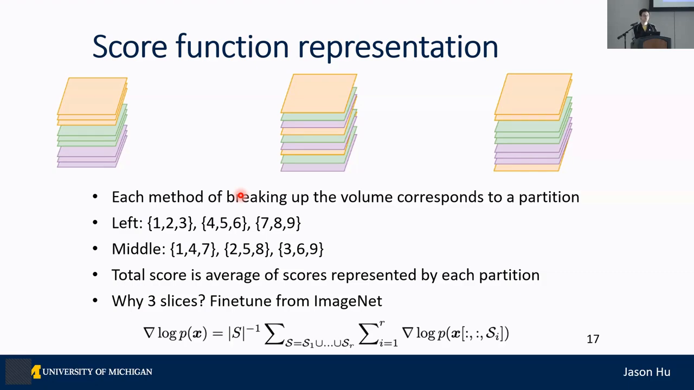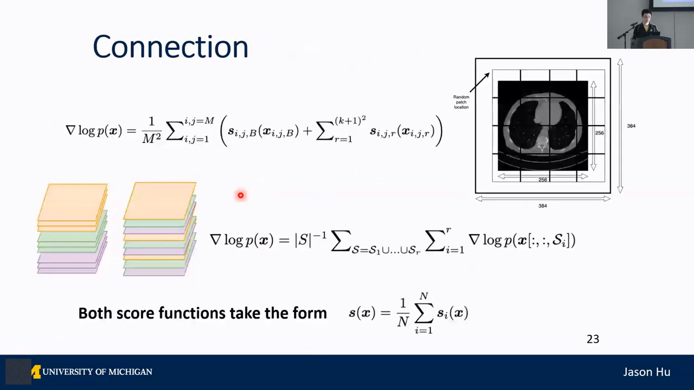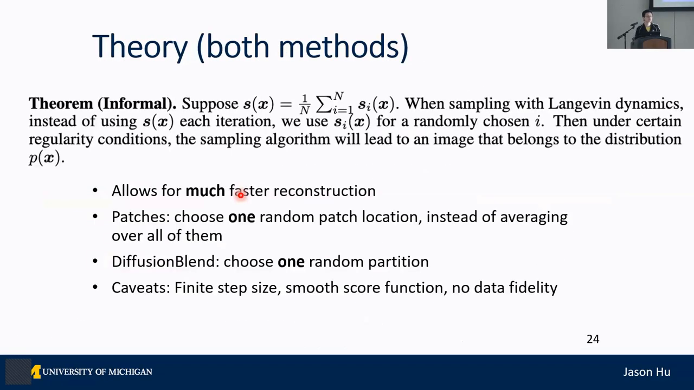Thanks. And I have a follow-up question. So in your theorem part, do you need to assume that all the slices have to be independent, or you don't need this assumption?